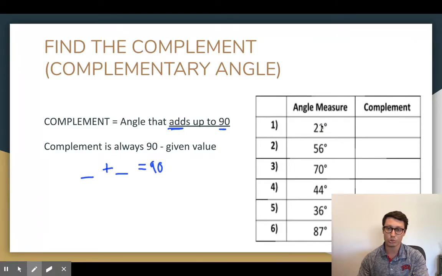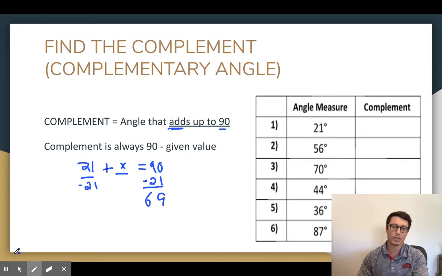If we take this first example, 21, if the first angle is 21, we don't know what this second angle is, but we know that whatever we add with 21 has to give us 90. Let's say instead of this question mark, we have a variable x. Now we have an equation, 21 plus x equals 90. To find x, we subtract 21. Setting up an equation like this shows us that finding the complement is just 90 minus the given value. 90 minus 21 would be 69, right? Let me double check. So the complement to 21 is 69.